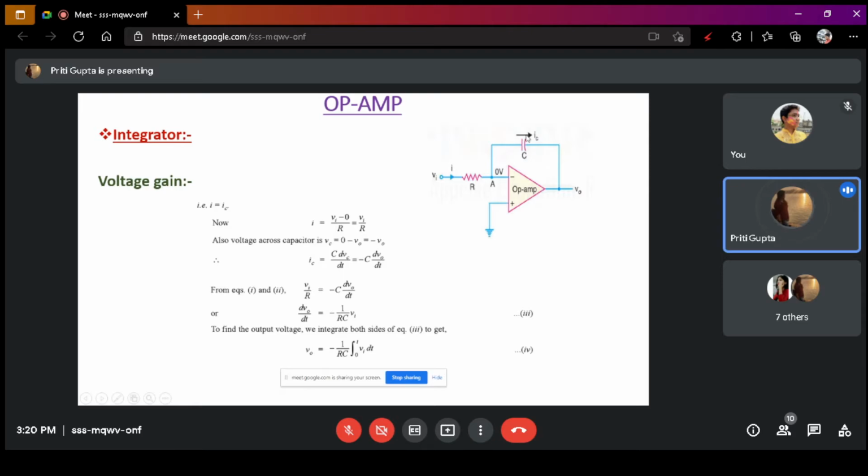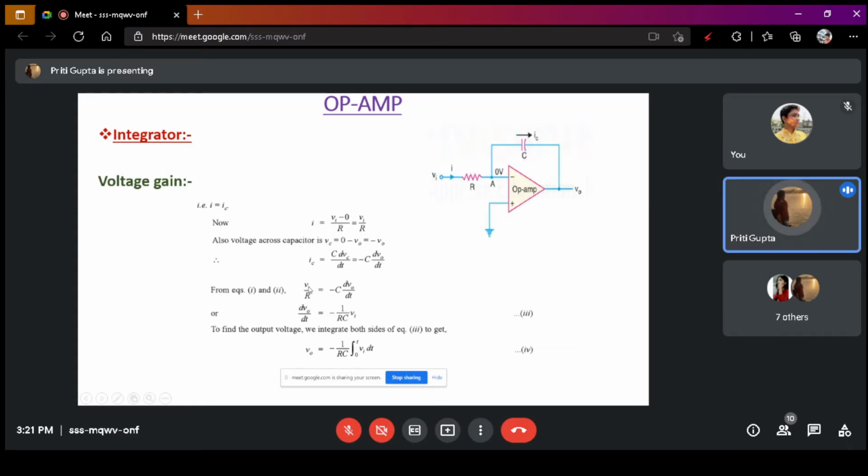Next, what is the voltage across this capacitor? 0 minus V0, that is minus of V0. So what is the current across this capacitor? IC equals to C dVC by dt. This is the generalized formula for the current through a capacitor. Instead of VC, as we have calculated, the voltage across this capacitor is minus of V0. So we write minus of C dV0 by dt.